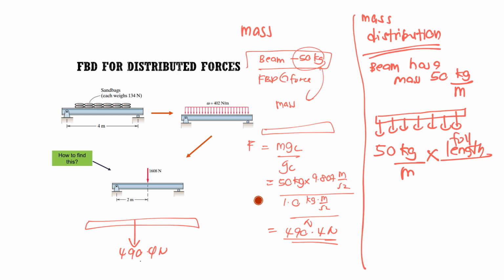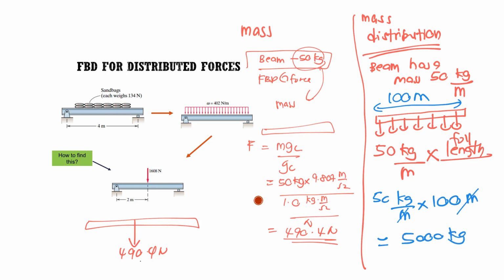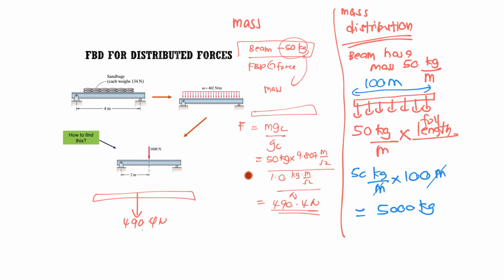Full length of the beam. So for example, if the full length of the beam is 100 meters, then 50 kilograms per meter multiplied by the full length of the beam, cancel the meter, and you get 5,000 kilograms. This is not weight. This is not gravitational force. You need to change it into gravitational force or weight, which means you need to use what?